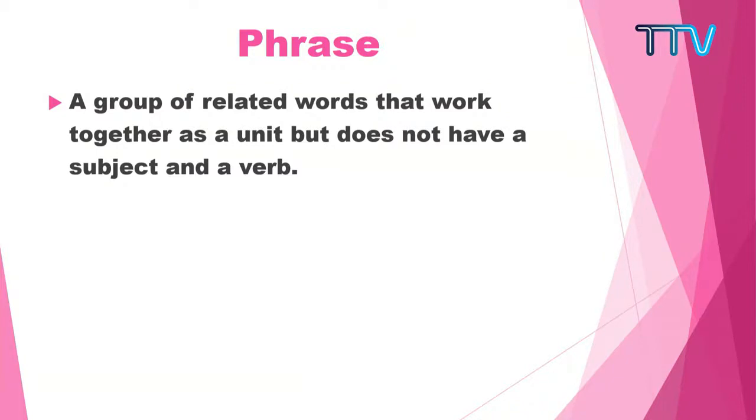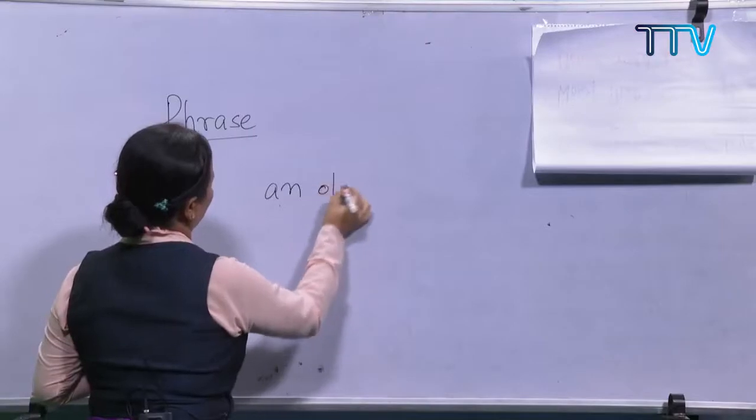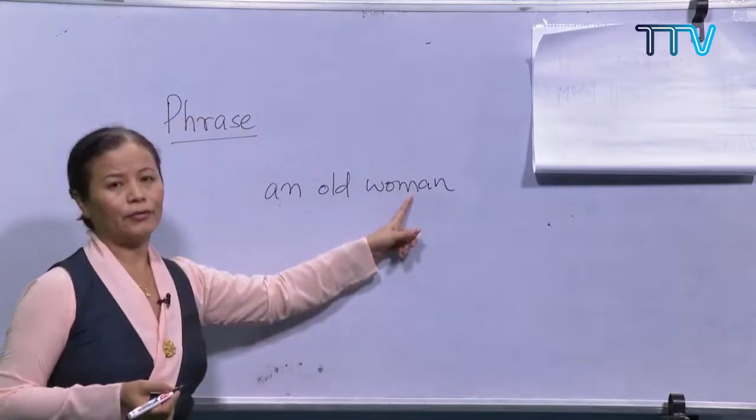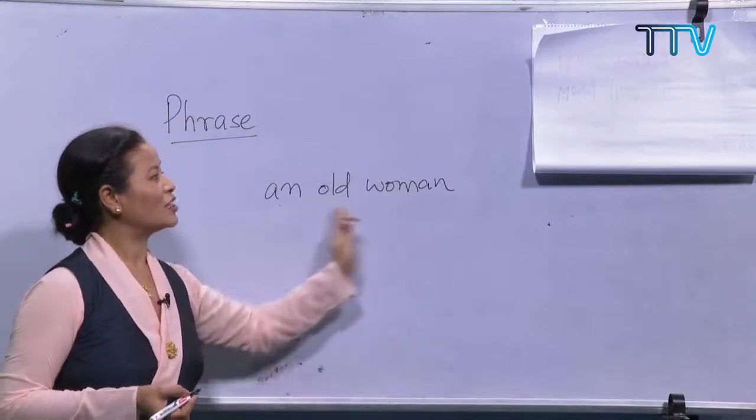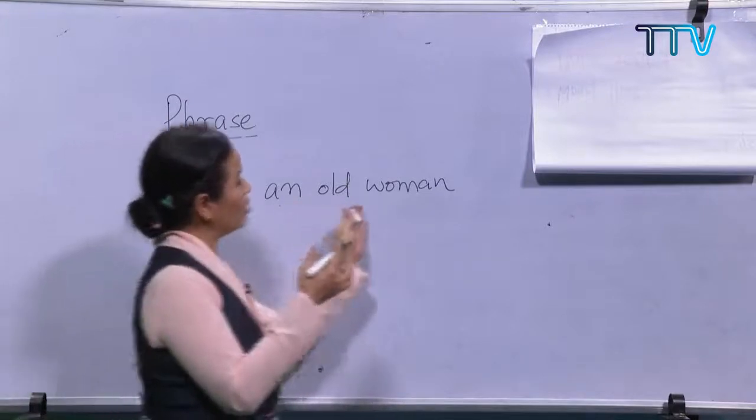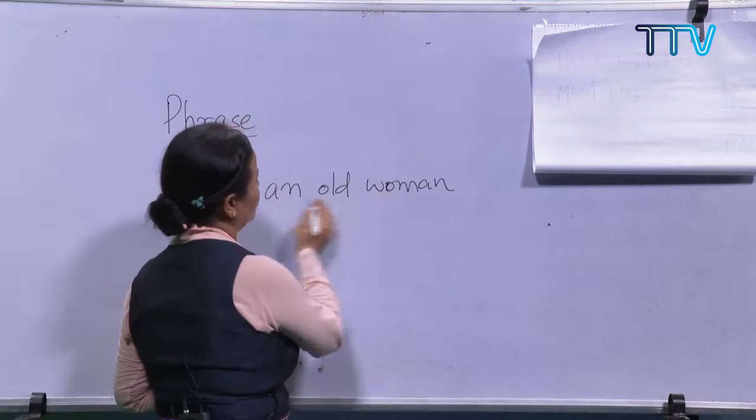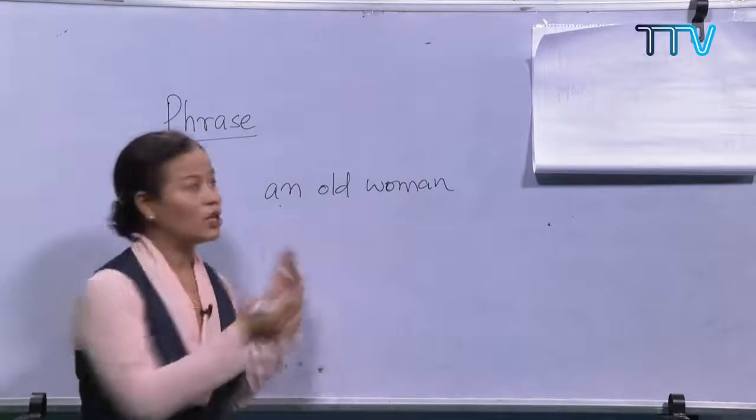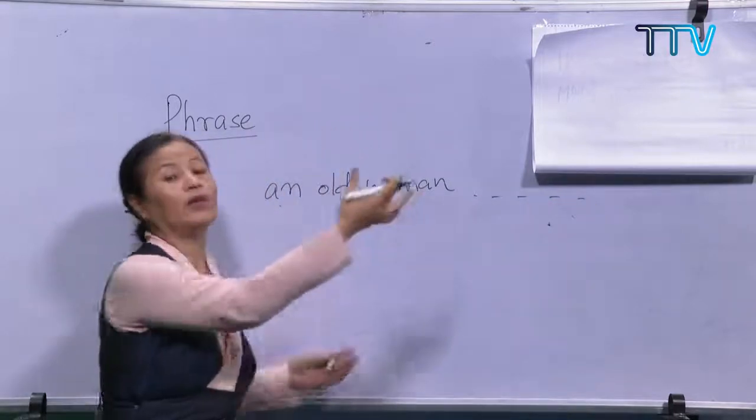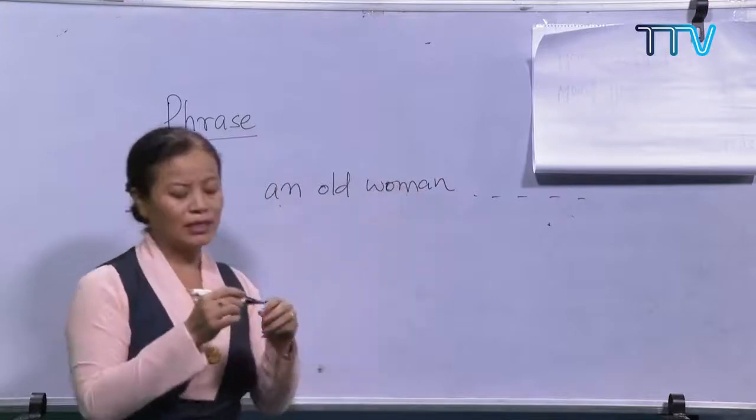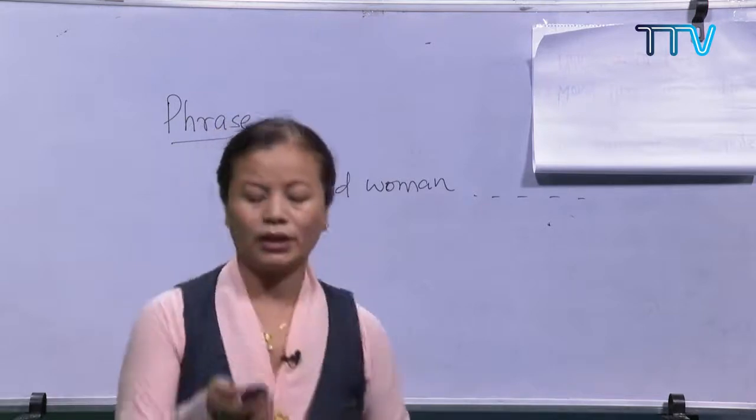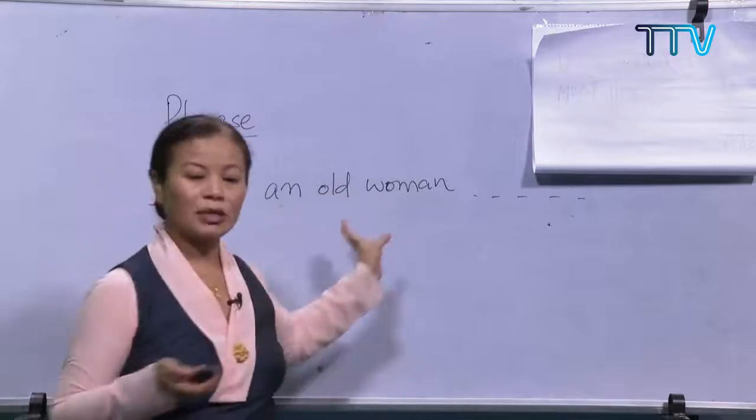So if I write, an old woman, this is a phrase, an old woman, right? But this cannot stand on its own. So this is not a sentence. An old woman is not a sentence, but this forms a part of a sentence. We can add something more to that. An old woman, then what? In order to make it a complete sentence. So a phrase is a group of related words that work together as a unit but does not have a subject and a verb.